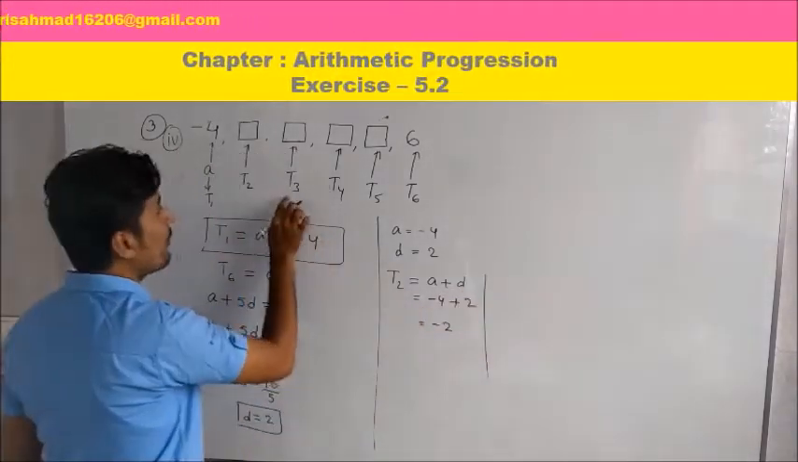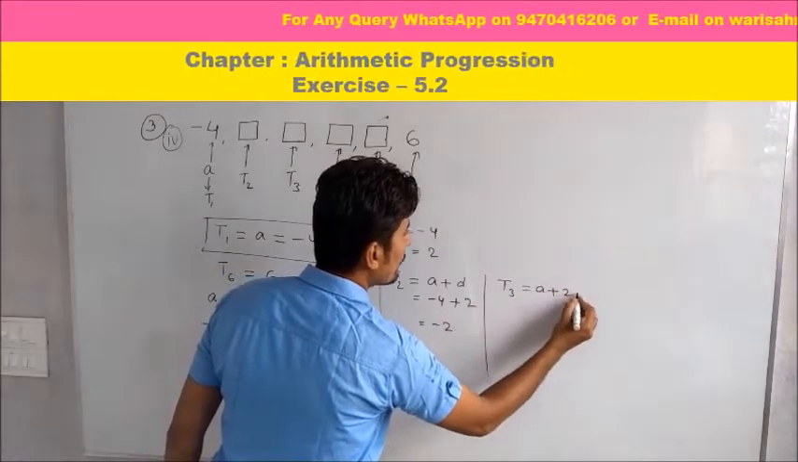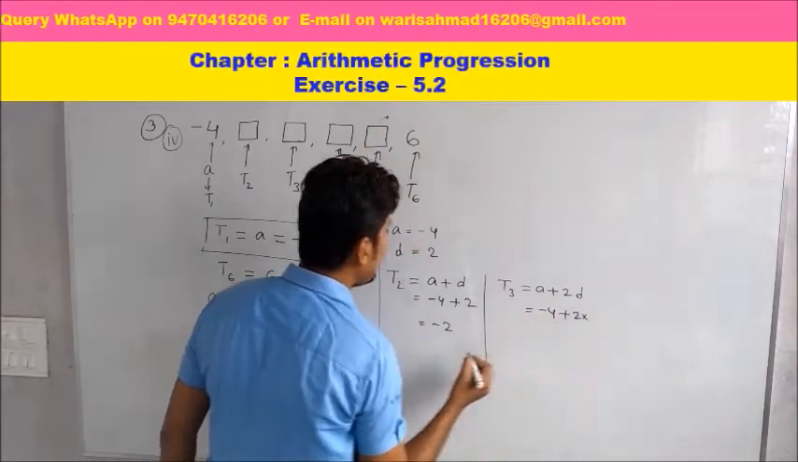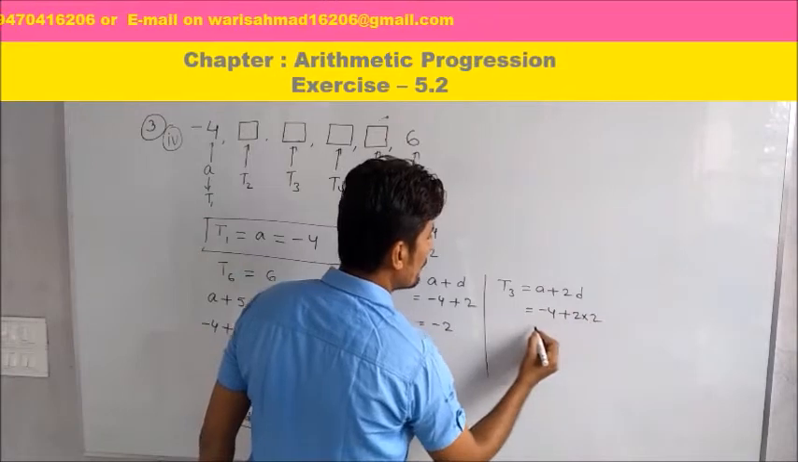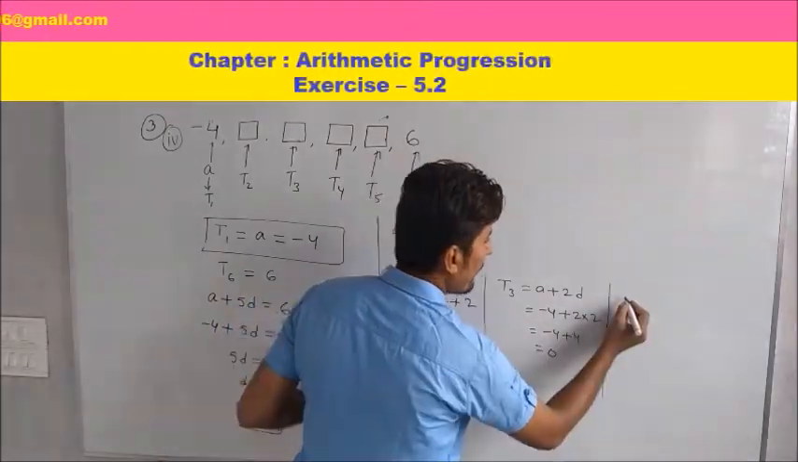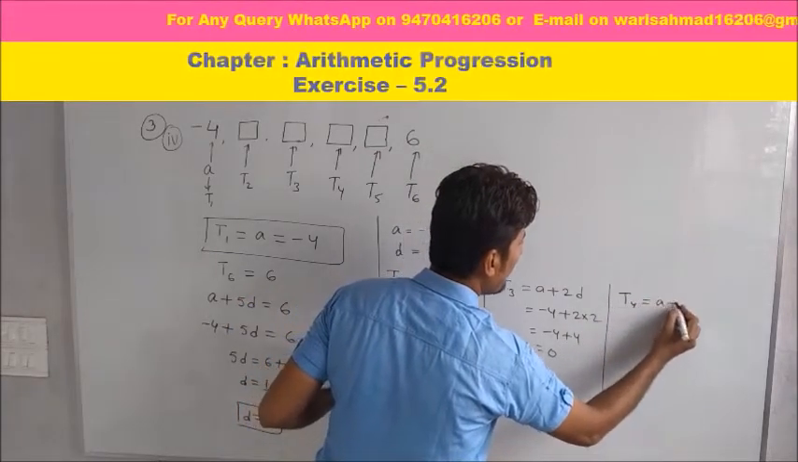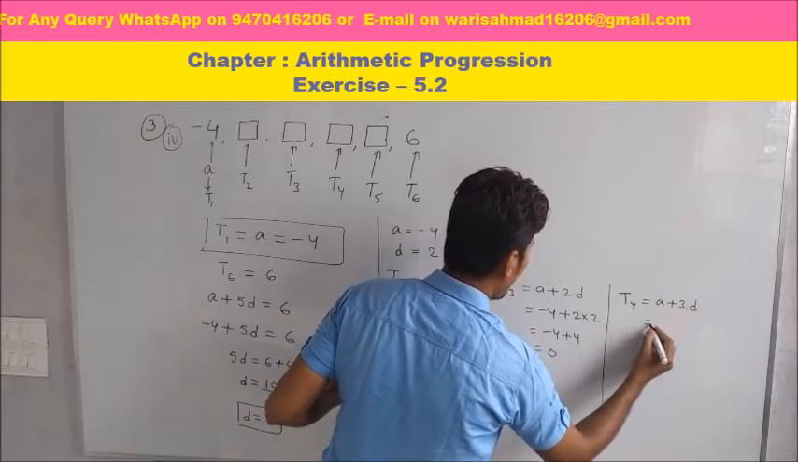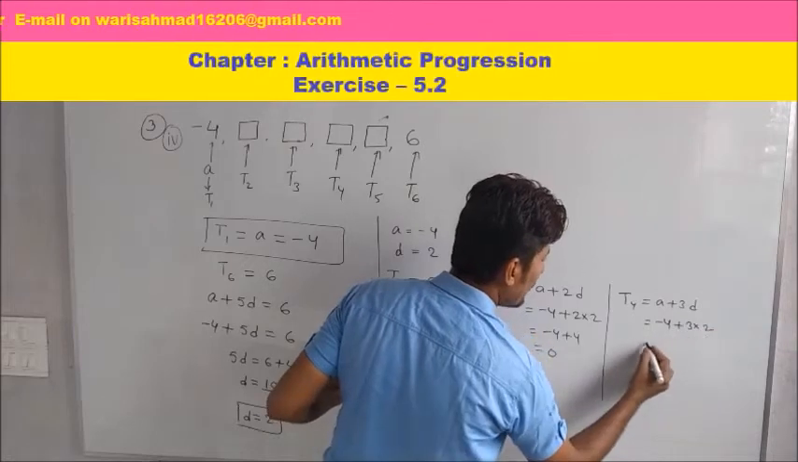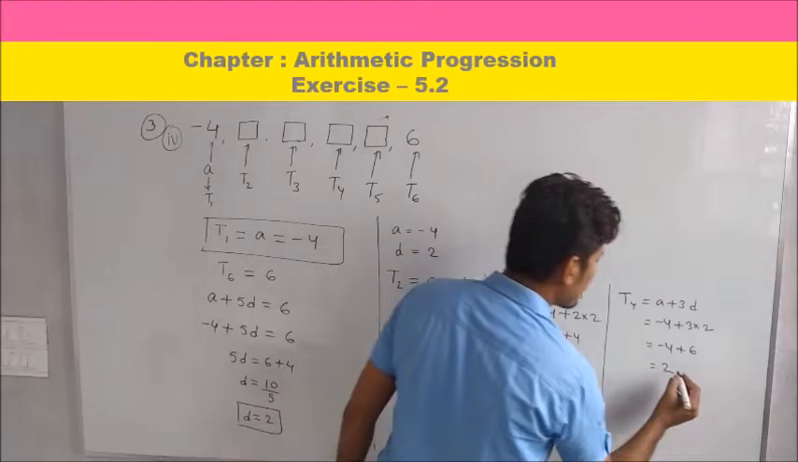Similarly, we can find the value of T3 also. T3 is equal to A plus 2D. On the place of A, we can write minus 4 plus 2 multiplied by D. The value of D we have is 2. Minus 4 plus 4 equals 0. After that, we will find the value of T4. T4 equals A plus 3D. On the place of A, we can write minus 4 plus 3 into the value of D, which is given as 2. Minus 4 plus 6 equals 2.